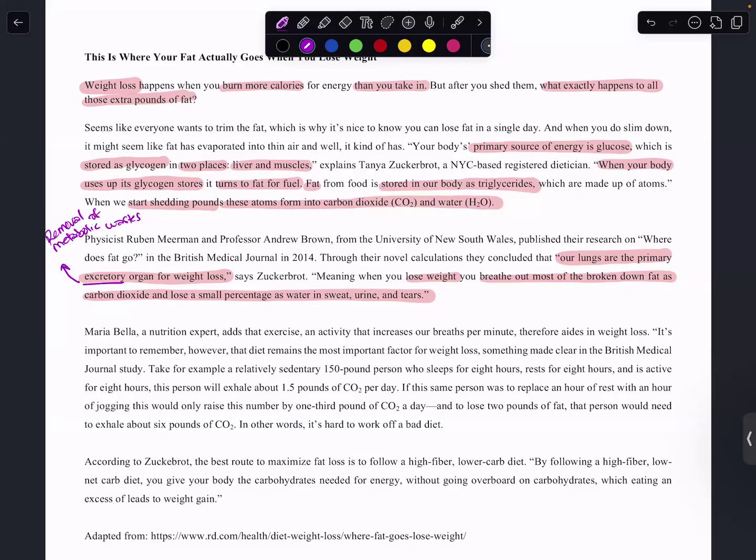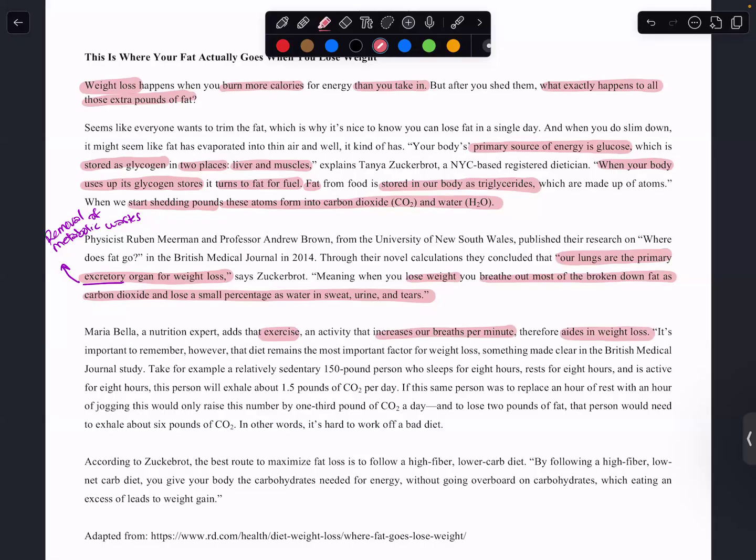And I want you guys to think here, how can we increase the rate at which we burn fat and excrete carbon dioxide and water? What are some ways in which we can increase the rate of burning fat in our body? Now let's continue reading. Maria Bella, a nutrition expert, adds that exercise, an activity that increases our breaths per minute, therefore aids in weight loss.